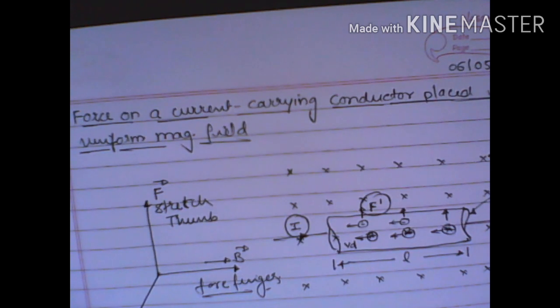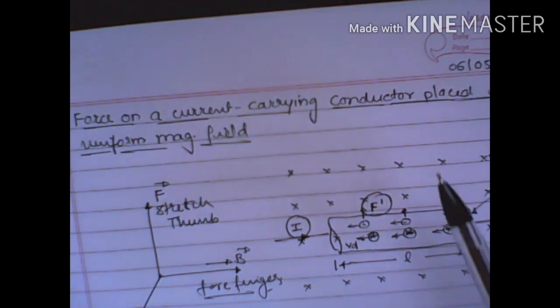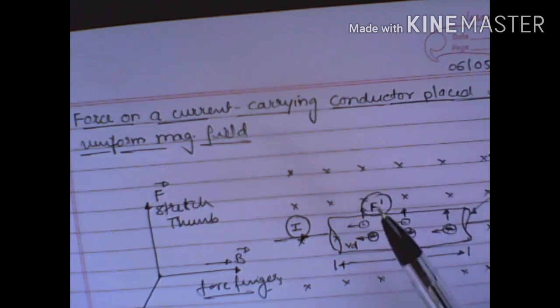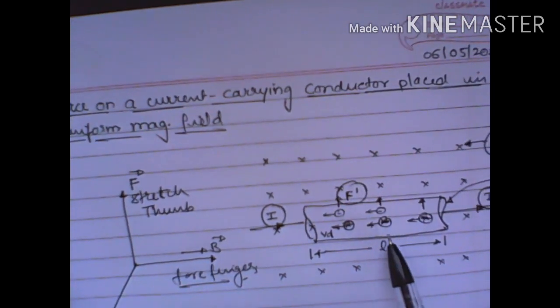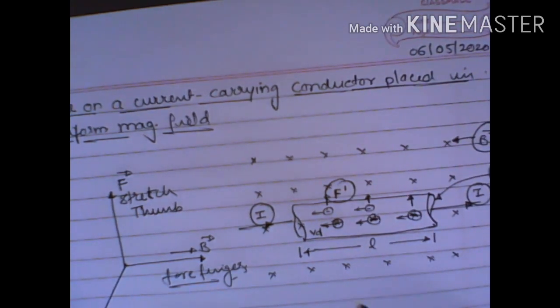Today we will see the force acting on a current carrying conductor placed in a uniform magnetic field. So when a current carrying conductor is placed in a uniform field, what happens is, yesterday we have seen in the previous class that when a charged particle is moving in a uniform magnetic field with a velocity v, then it is exerted upon by a force.